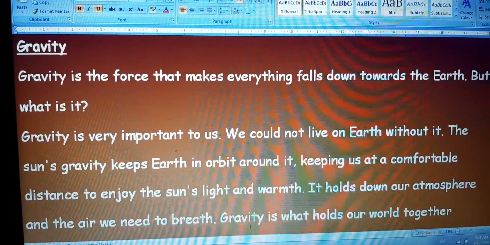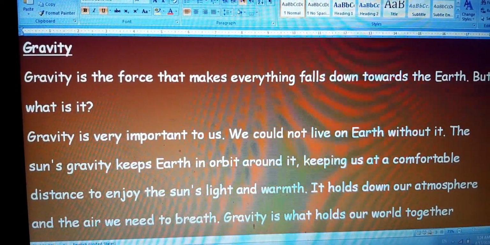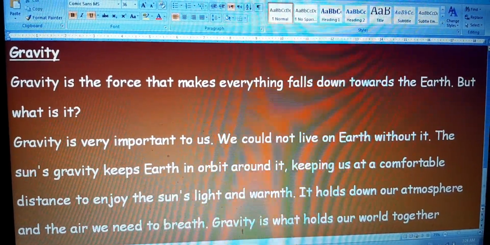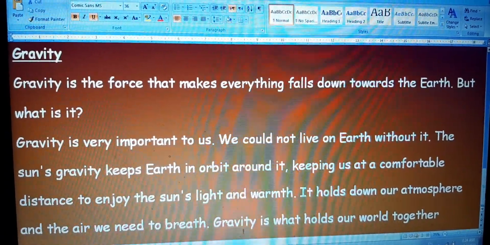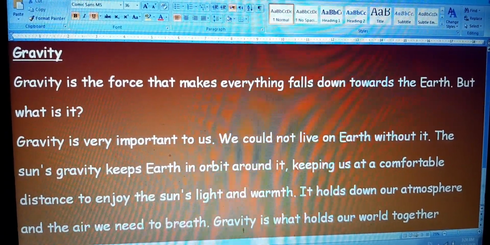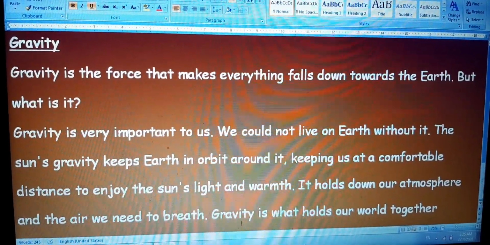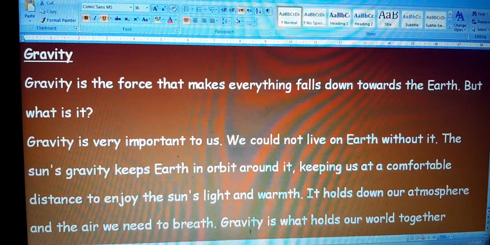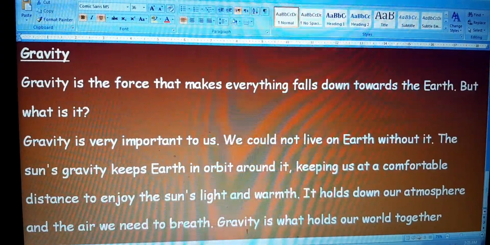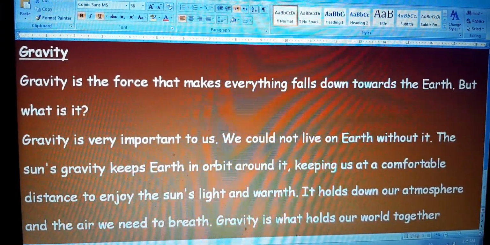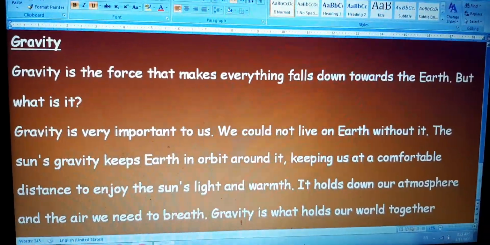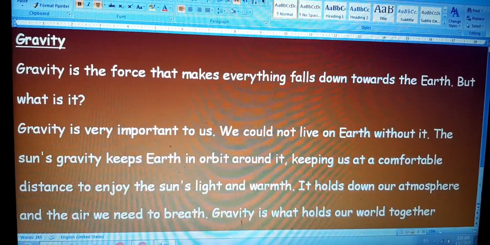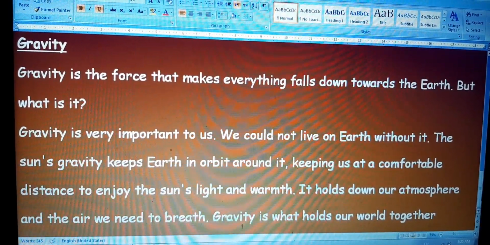In the previous example of the ball, you have learned a word, gravity. What is gravity? Gravity is a force that makes everything fall towards the earth, or the things that are pulled towards earth. Gravity is very important for us. We could not live on earth without it. The sun's gravity is keeping earth in its orbit, keeping us at a comfortable distance to enjoy the sun's light and warmth. It holds down the atmosphere and the air we need to breathe. Gravity is what holds our world together.